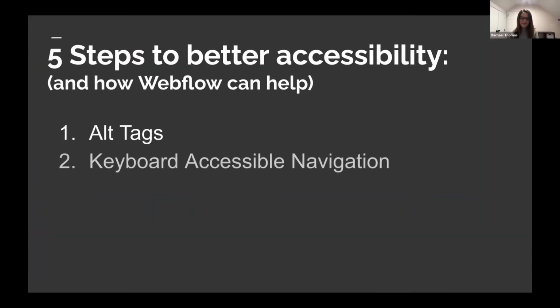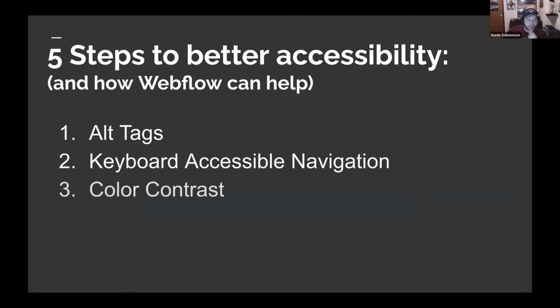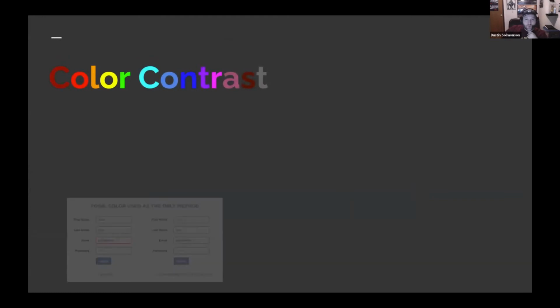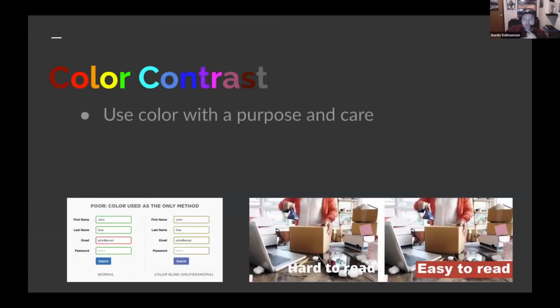So we had alt tags, keyboard accessible navigation. Next one is color contrast. So with colors, you want to use colors in a way that those with vision impairments or color blindness won't have issues navigating or experiencing your website.